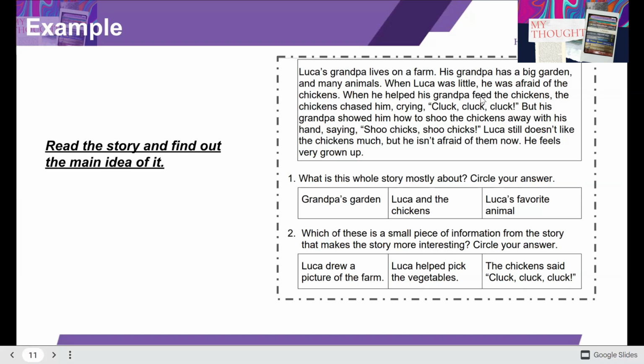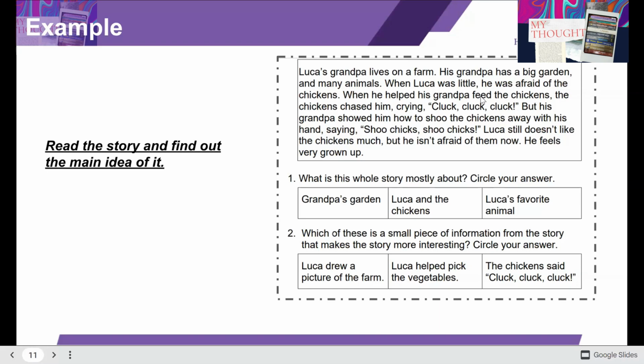It is interesting, but if I check the other two options, I will choose the third one because this is more interesting. This sentence, this small piece of information, is making this story more interesting. Okay, just, can you correct me.